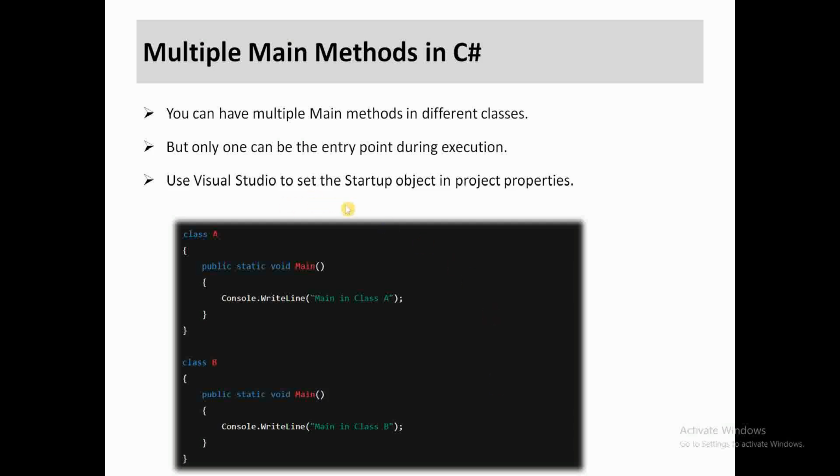Use Visual Studio to set the startup object in project properties. If we want to set a specific class, like if we want to run the class B main method, we have to set the properties. To use these settings, we click on the project, then Project Properties, and then select Startup Object, where we mention that we want the main method of class B to run in our program.